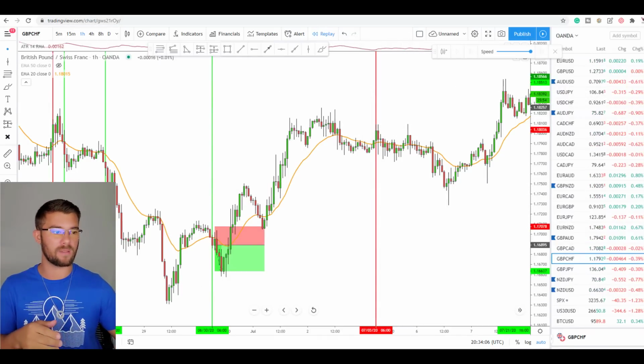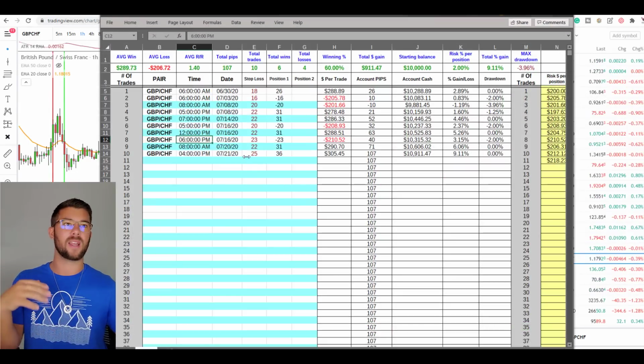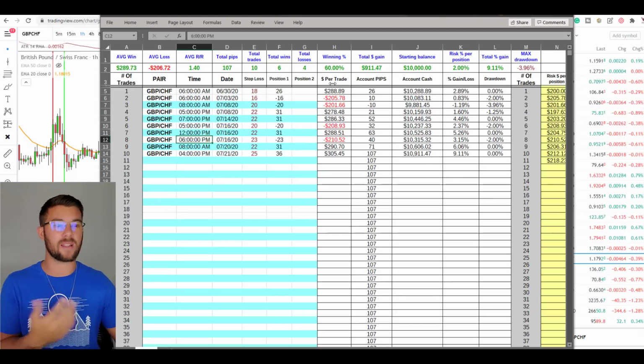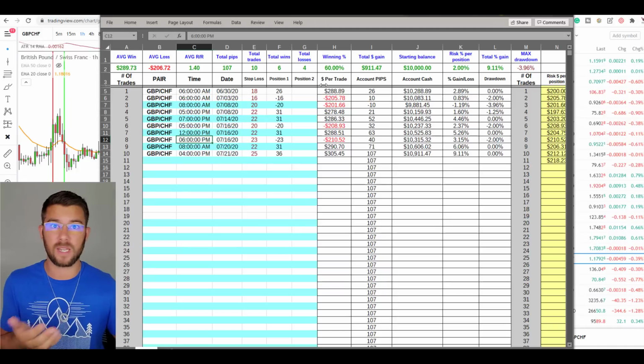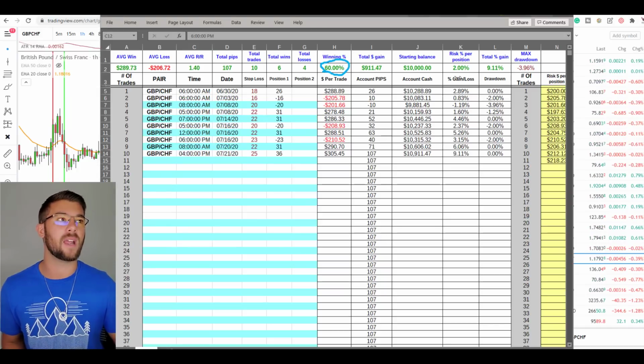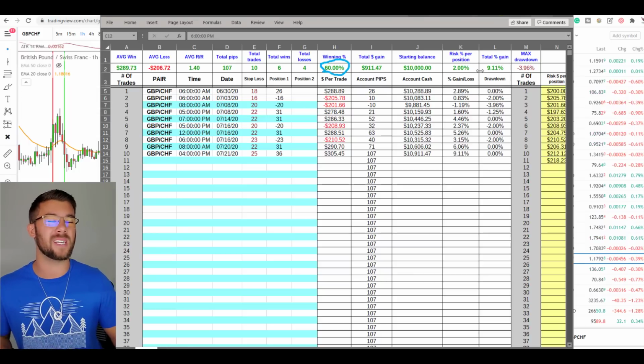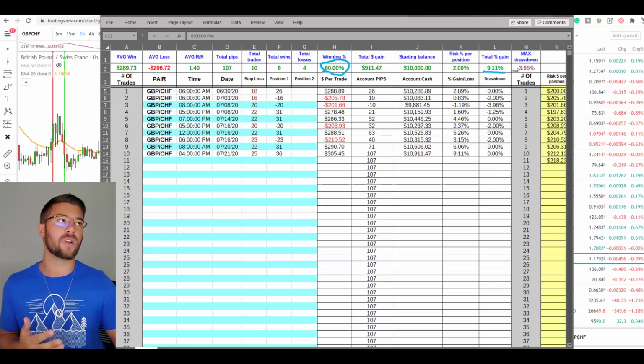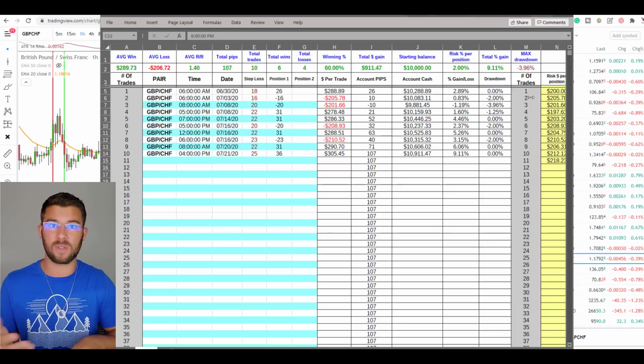For instance, with the last 10 trades on the pound Swiss, I know this is not a large sample size, it's a small sample size, but out of the last 10 trades, we produced a very similar result to the last 100, a 60% winning percentage. And trading with a 2% risk per trade, it ended up with a 9.11% return with a 3 to 4% max drawdown. So that's very good results.